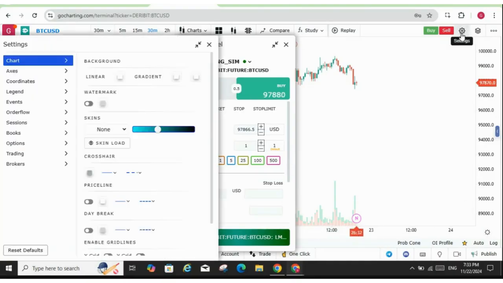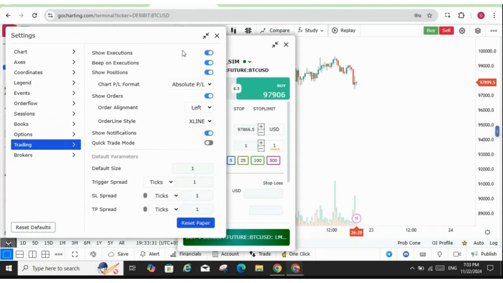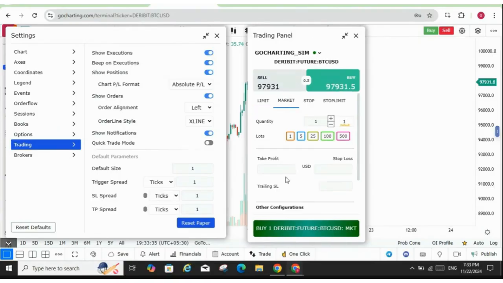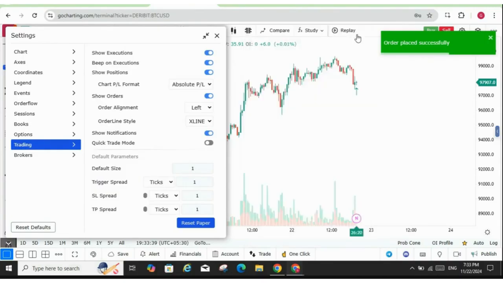You go to settings, go to trading settings. See, here we have multiple settings. Like if you're trading, your executions will be shown. Okay, so if I click on buy, see, these executions will be shown over here. Then beep on execution. So these are a few things, right? And here I'll tell about the important things. So there is something called quick trade mode. So what is quick trade mode? Right now it is off.